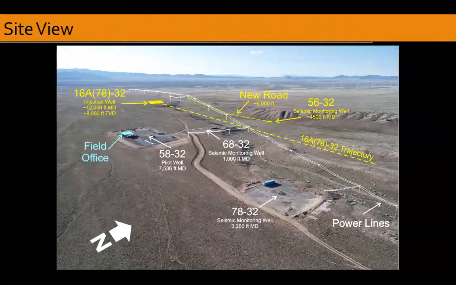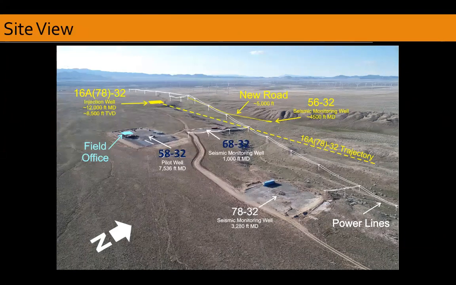Now, before going into the geology, I just want to give you an overview of the site. This view looks to the northwest, and it shows the settings of all the wells drilled so far, the road access, and a newly installed power line. 5832 is a vertical well that was drilled to 7,500 feet in 2017. This is the site of the stimulation experiments that took place in both 2017 and 2019.